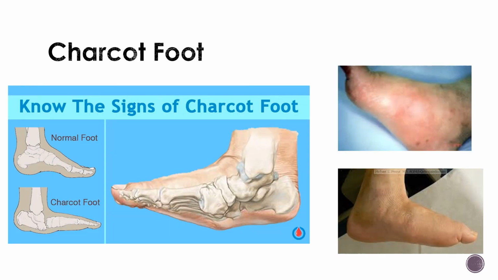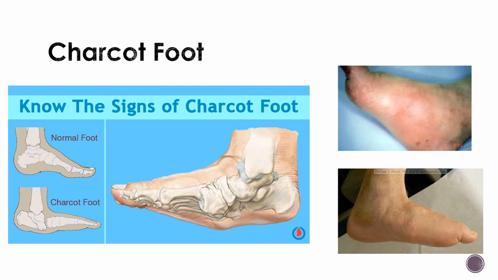Next is Charcot foot. Charcot foot is a rare but severe complication that can affect persons with peripheral neuropathy, as discussed earlier. It is nerve damage due to diabetes, especially developing in a person who has peripheral neuropathy. This is a condition in which the nerves in the lower legs and feet have been damaged. The damage causes a loss of sensation in the feet.